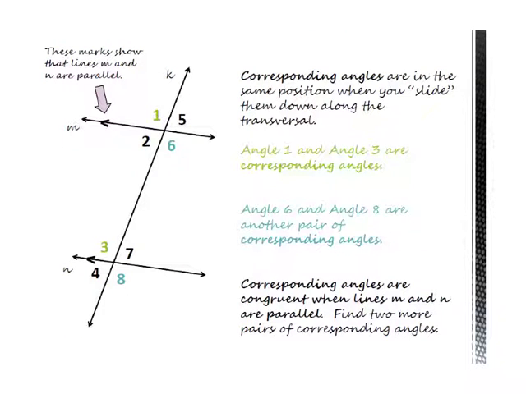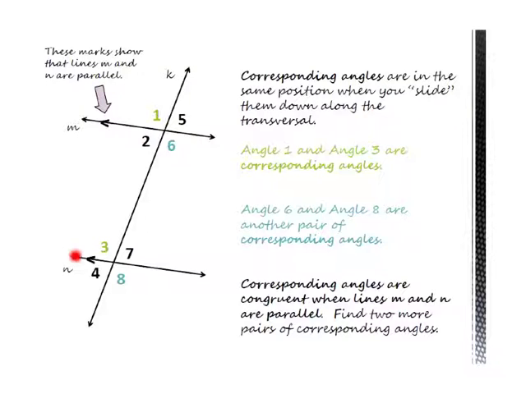Corresponding angles are in the same position when you slide them along the transversal. So look at angle 1. It is corresponding to angle 3. Angle 1 is above line M and to the left of the transversal K. Angle 3 is above line N and to the left of the transversal K. Angles 6 and angle 8 are also corresponding angles.